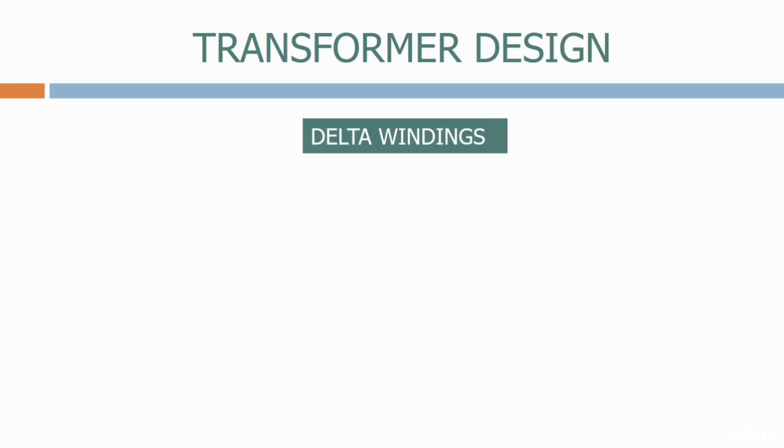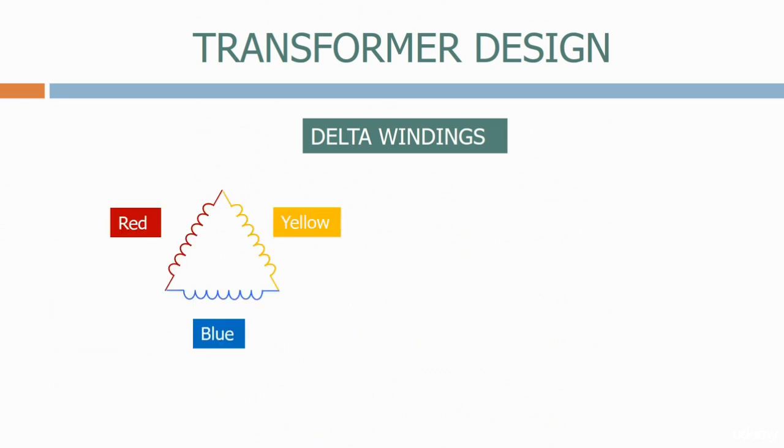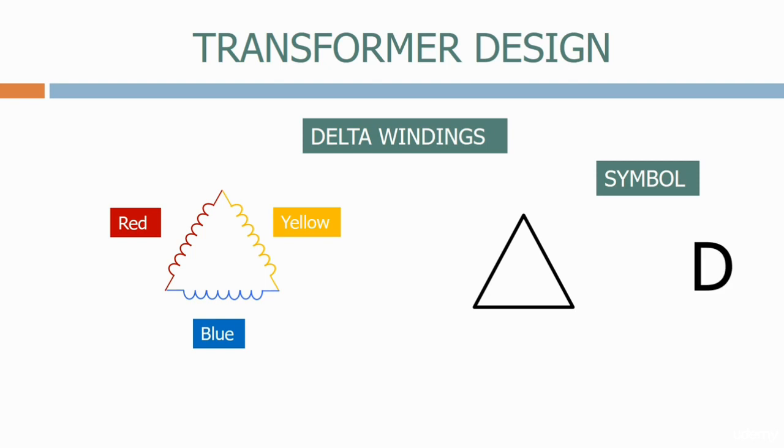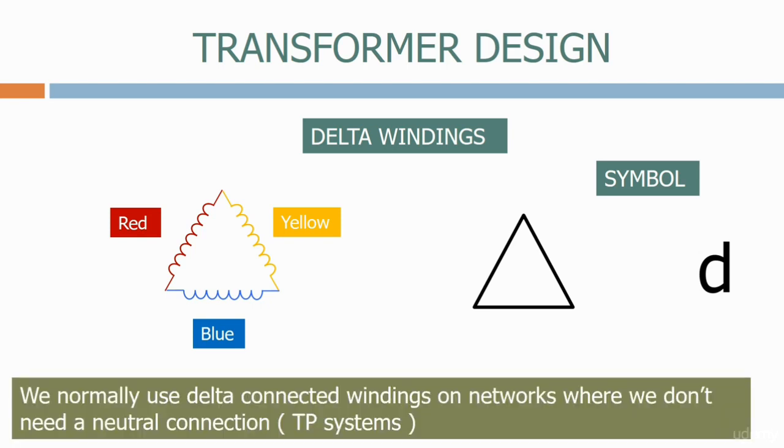The other option is delta-connected windings. Here, the red, yellow and blue windings are all connected in series. This is the symbol we normally use for the delta-connected winding. Or, on the transformer symbol itself, we use a capital D for the primary winding and a lowercase d for the secondary winding. We normally use delta-connected windings on networks where we don't need a neutral connection, i.e. TP systems.